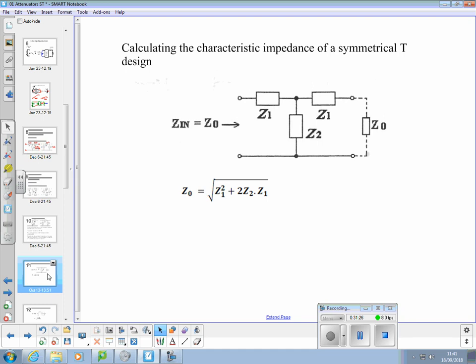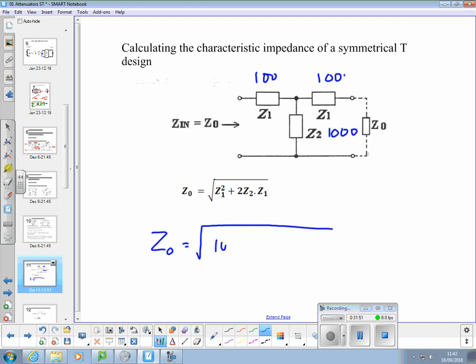What's that? No, that's Z1 squared. Yeah? So by example, if you had an attenuator where these two are 100, and that one was 1,000. Yeah, you can calculate characteristic impedance Z0 by the square root of 100 squared plus 2 times 1,000 times 100. If someone would like to push some buttons, we'll get an answer.